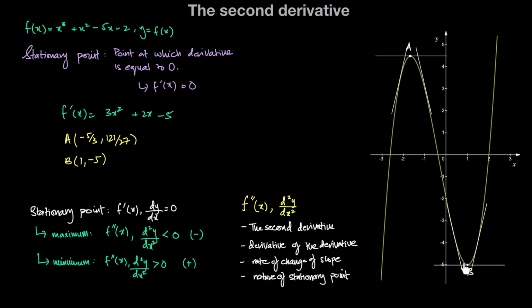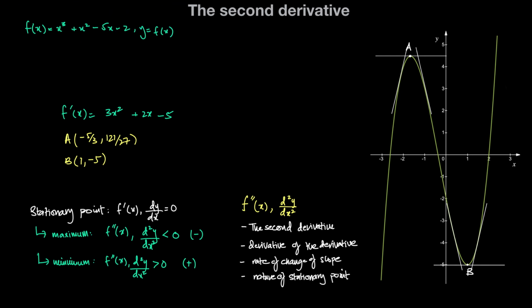Similarly, if we look at the point B, what we can see is that the slope just before the point B is negative. At the point B, it's 0. And just after the point B, it's positive. So the rate of change of slope is positive. The slope is increasing around the point B as we move from left to right. So therefore, the second derivative would be a positive value at this point B. And if the second derivative is positive at a stationary point, we can say that it's a minimum point. That stationary point is a minimum point.